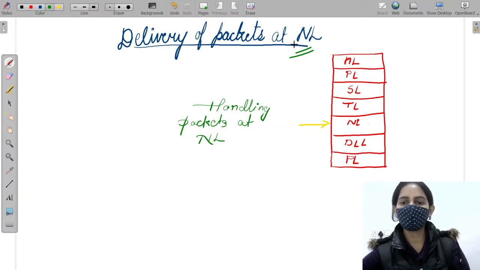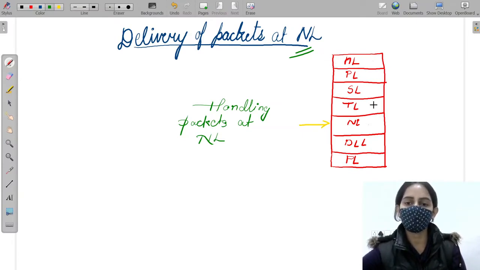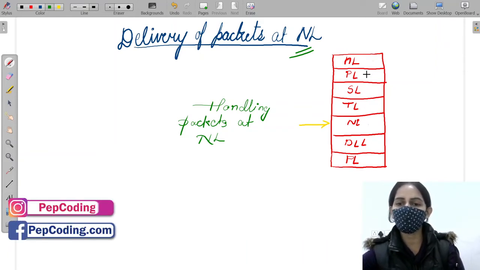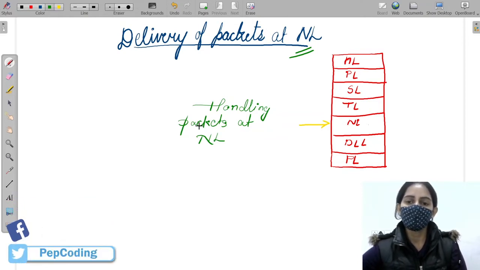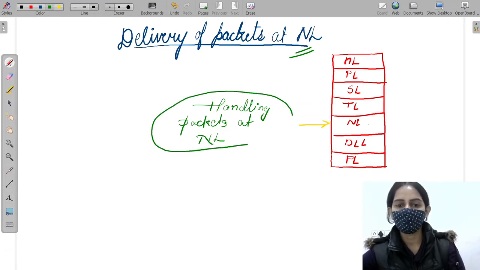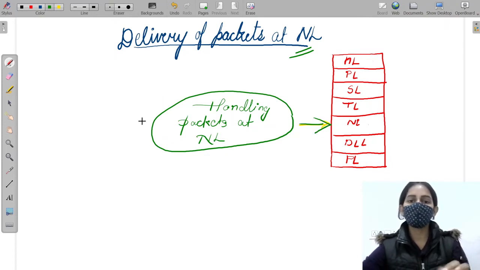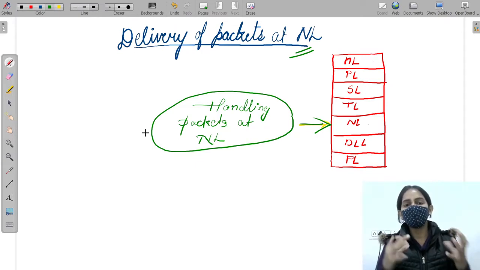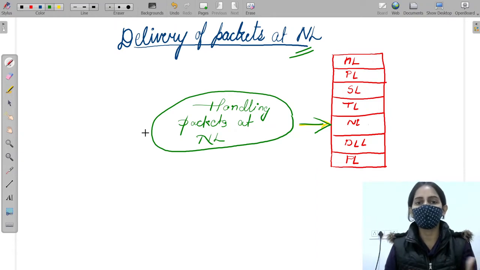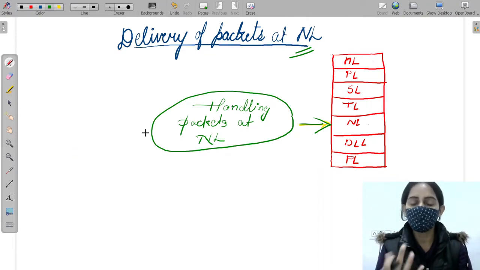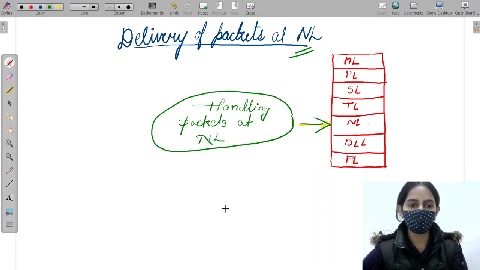We are already familiar with the seven layers in the ISO OSI model: physical layer, data link layer, network layer, transport layer, session layer, presentation layer, and application layer. We are going to discuss how we are handling packets at the network layer. Delivery of packets means how we handle packets when we receive them, how we forward them, to whom we forward them, and in how many steps. All those things we are going to see.